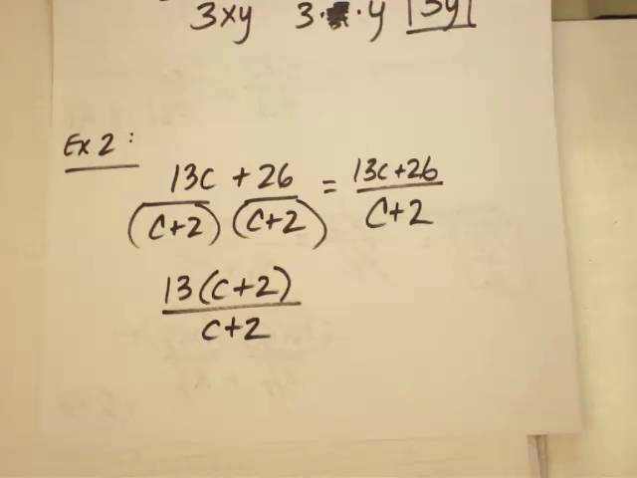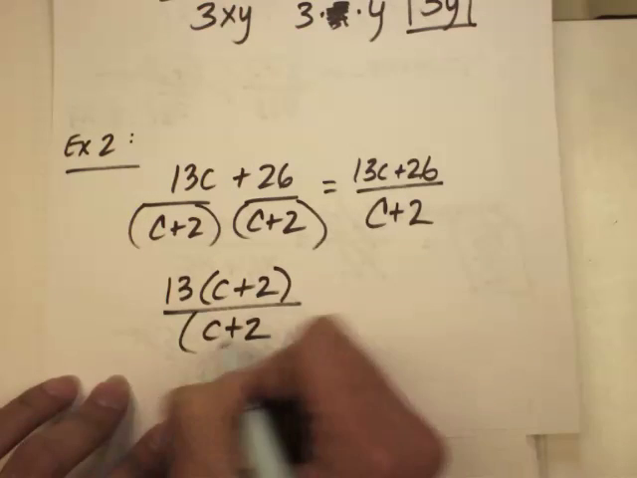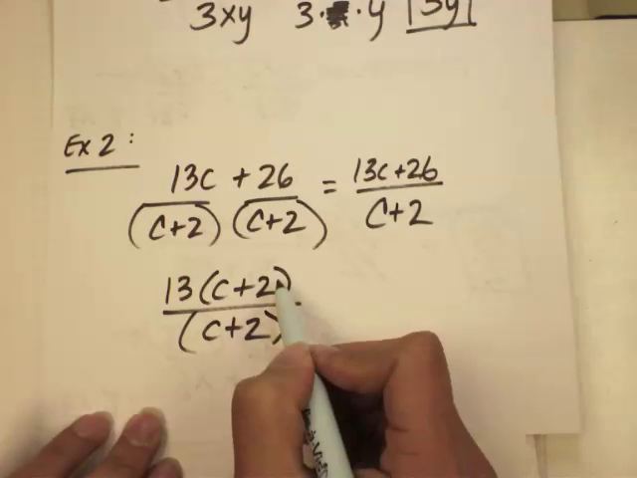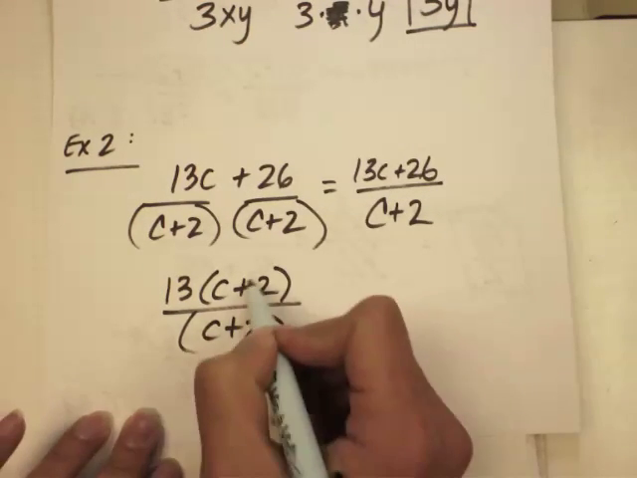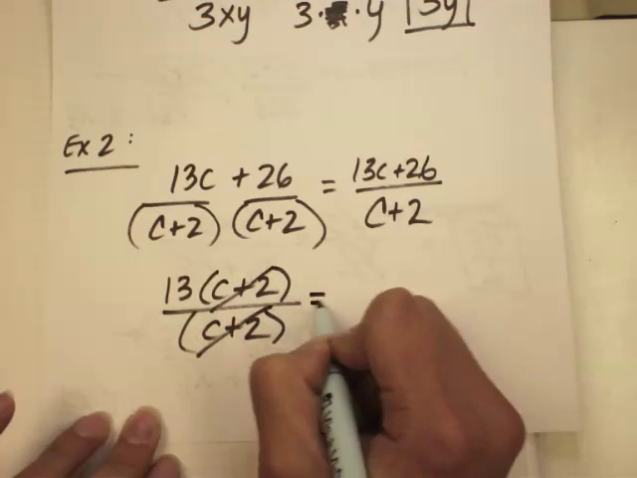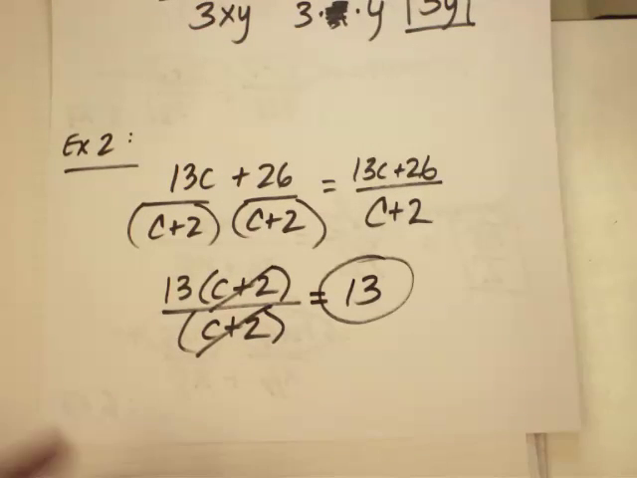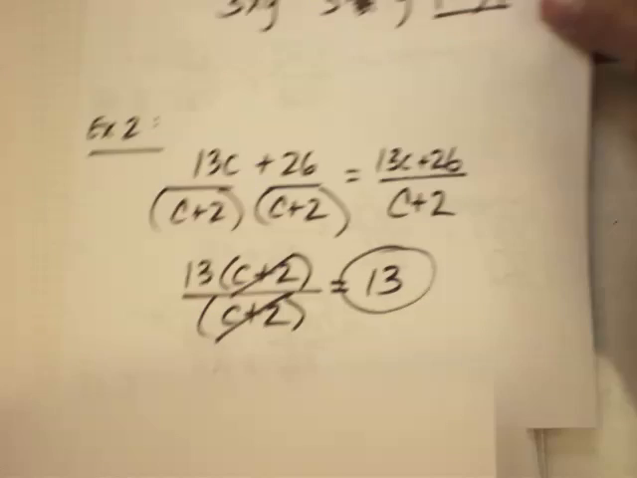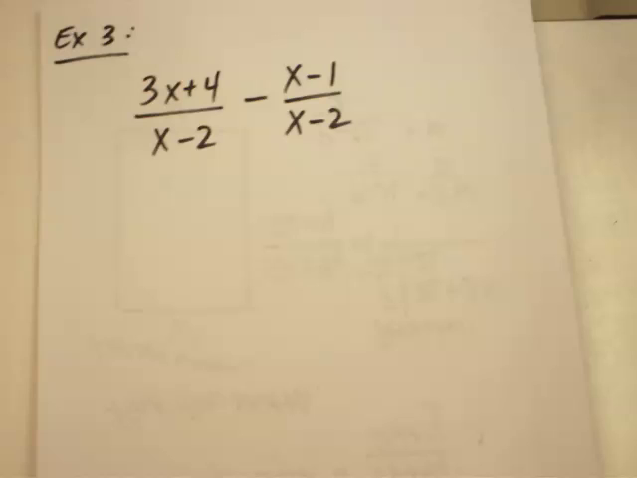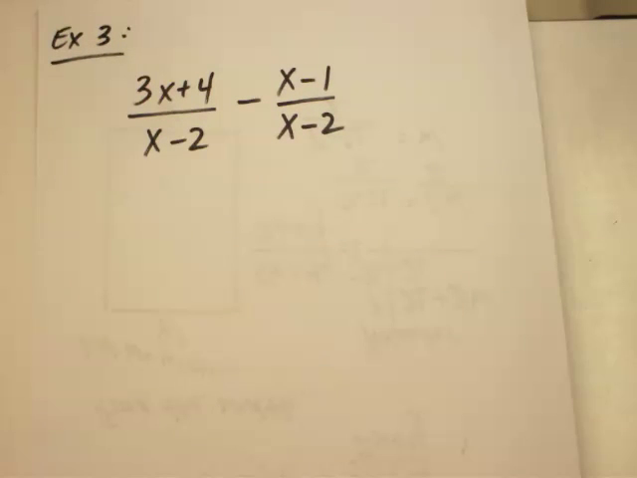Okay, and do you notice anything else now? That's right, we have a c plus 2, a binomial, in the numerator and denominator that match, so you can cancel those, leaving you with the simplified answer of 13. Okay, so far so good with addition. Okay, I'd like now to switch to an example that incorporates subtraction, because subtraction is a little bit different.